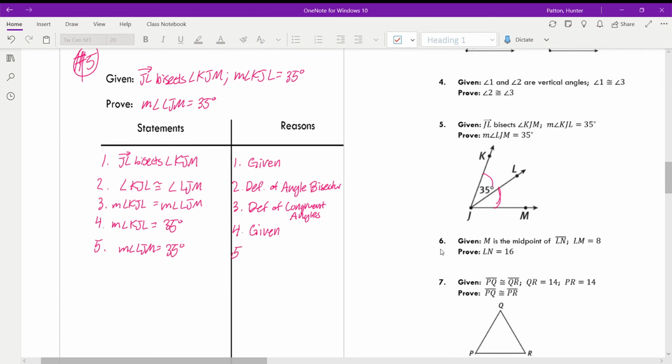So here's the deal. I'll take transitive or substitution, because you're basically substituting. I'll take either one. They both work.